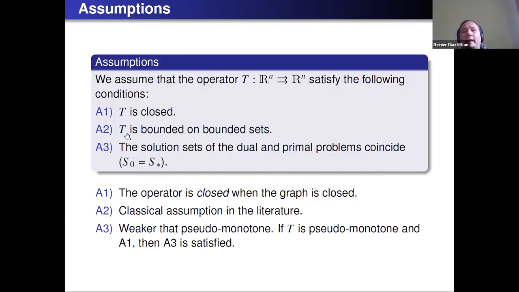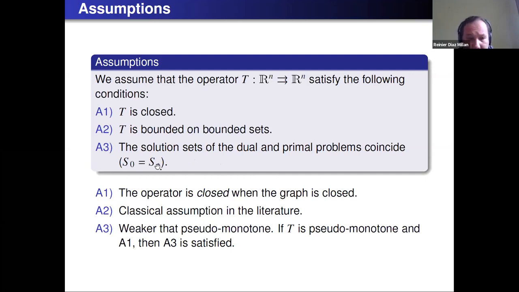Also, the second assumption is that T must have a bounded image on bounded sets, but this is classical. I don't know of any algorithm that does not ask for this assumption, because if you don't have this, you cannot control the elements in T of X. Then it is impossible to choose any of them and ensure that it is bounded. Then we need to ask for bounded sets, but it's not complicated to satisfy. It is a classical but easy and smooth assumption.